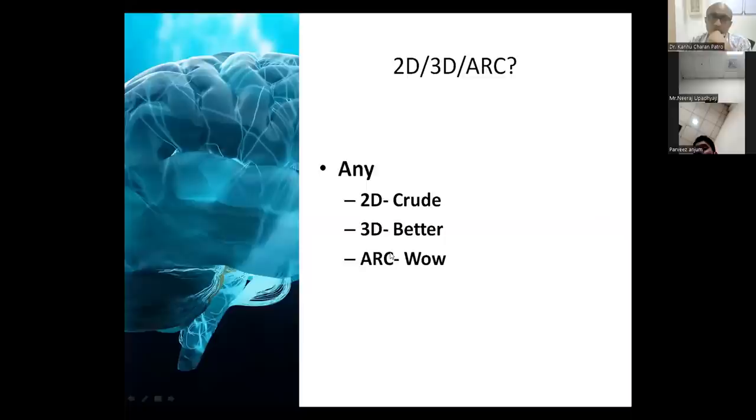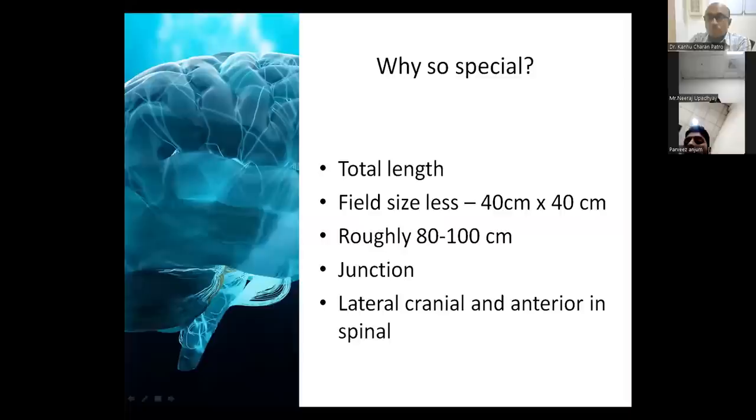Why is CSI so special? Because the total length of this craniospinal is more than 80 to 100 centimeter, and mostly we have a field size of 30 to 40 centimeter in the linear accelerator. So we have to put one to two junctions for the different fields. The cranial brain fields we should give laterally, and spinal fields usually a single anterior beam. So this is how you do it.